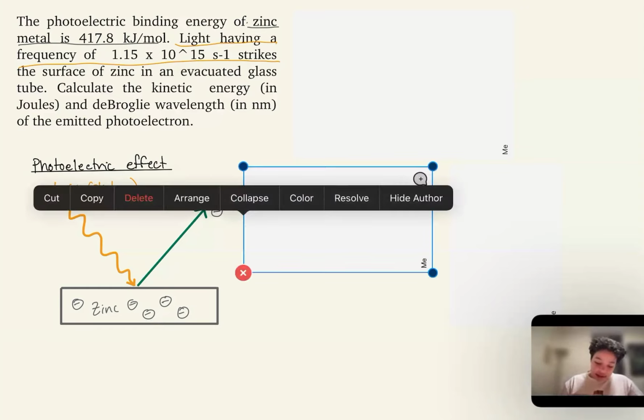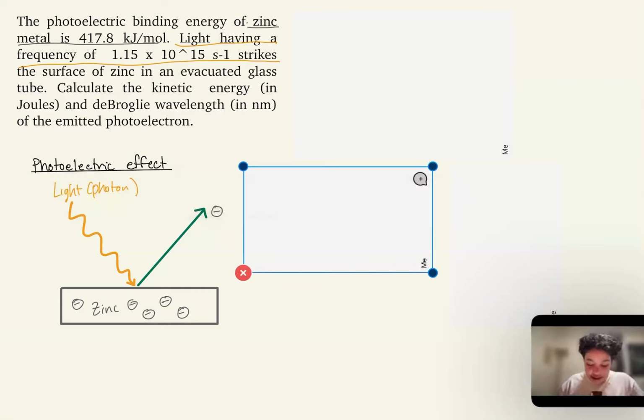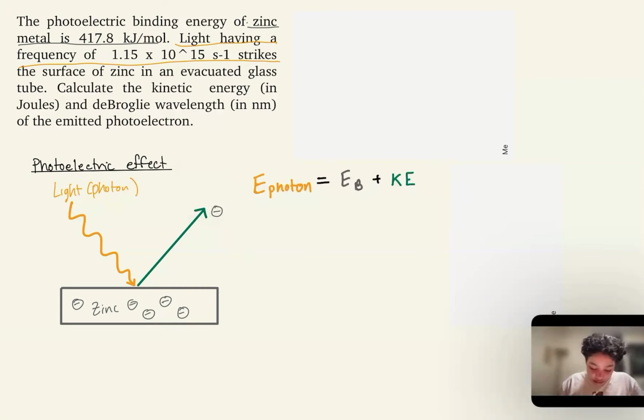Yeah. Okay. So I believe I heard in the back, E photon equals E binding plus kinetic energy. So E photon would be the energy of the photon of light. E binding would be the amount of energy that the metal is holding onto the electron with, which is why I underlined it in gray.